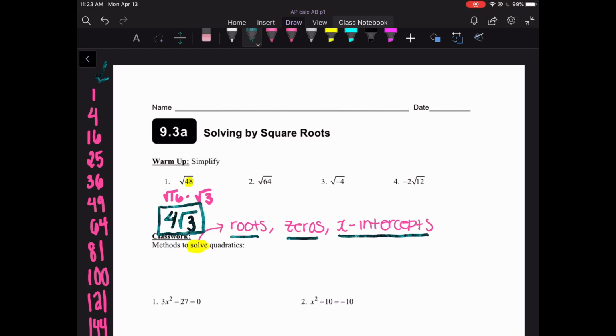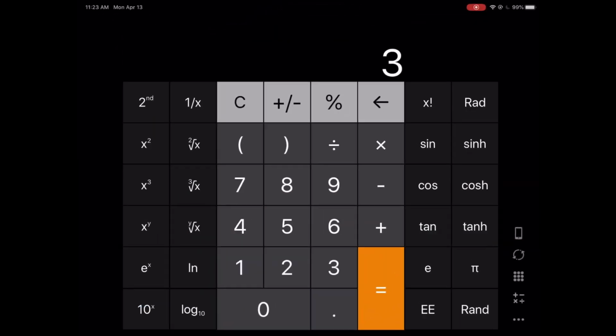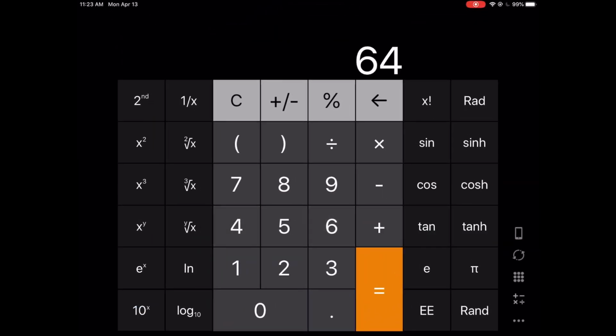Number 2, 64. Does it fall on the list? Yep, it does. So I don't need to go through that process. The square root of 64 is 8 because 8 times 8 is 64. Also, use a calculator. 64, square root it, you get 8.